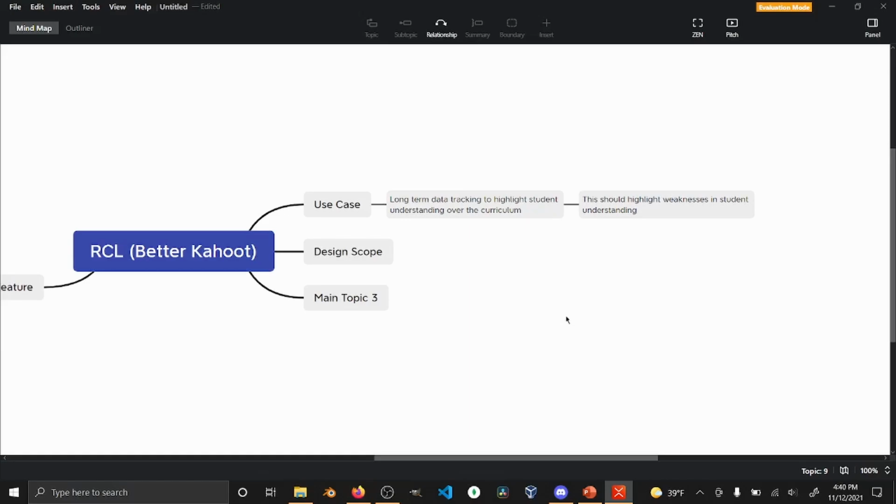Okay. So now that we got our use case defined, long-term data tracking to highlight student understanding over their time in the curriculum, what this should represent is a solid trend based on a Gaussian curve. You know what that is, right? No. Bell curve. Most students fall on a bell curve. So your single deviation is 68% of your population, and then deviations after that become increasingly rare.